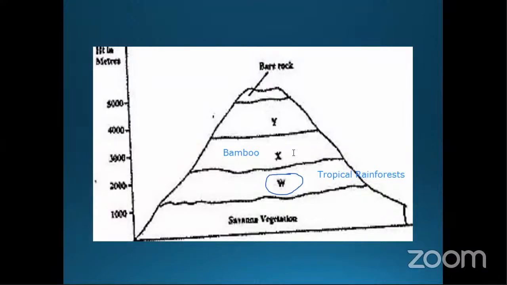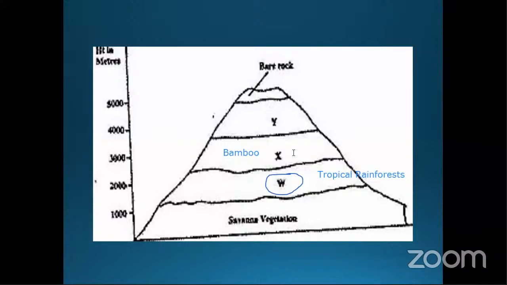What type of vegetation would you expect to find at 4,000 meters? Grace, do you have the answer? Heath and moorland. Very good. So at that level of 4,000 meters above sea level, we have heath and moorland.